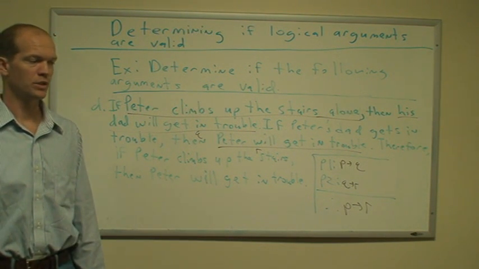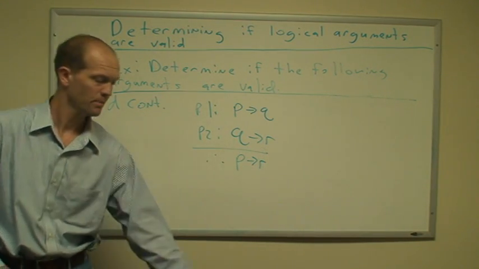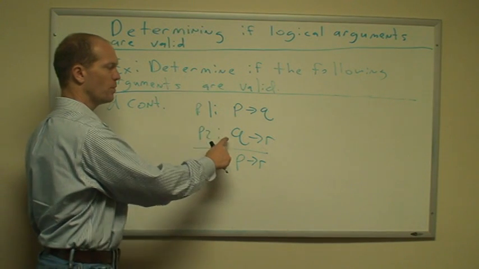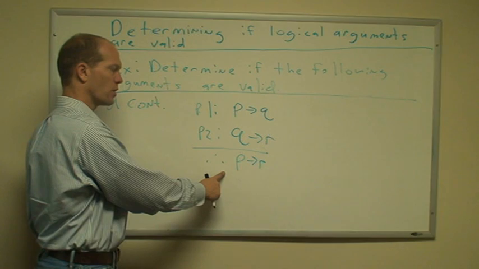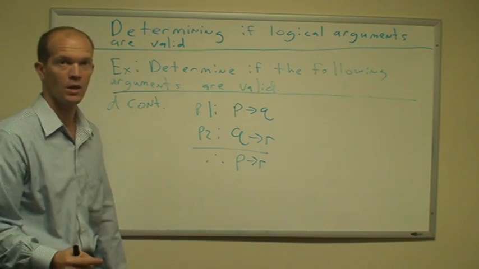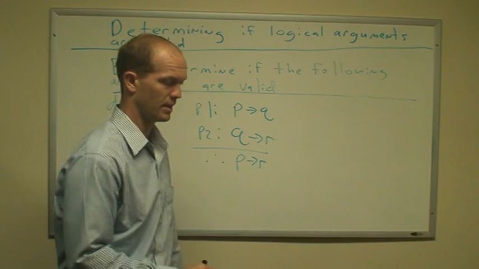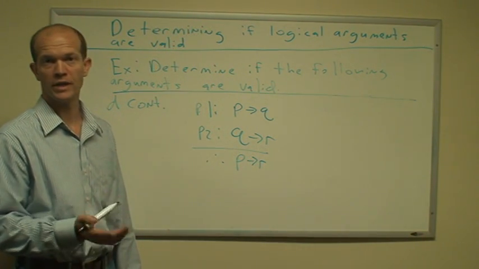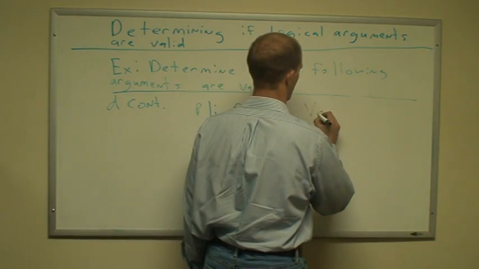Next, we'll determine if this argument is valid. Continuing with example C, we see the structure of our argument right here. If P then Q is premise 1, if Q then R is premise 2. Therefore, our conclusion is if P then R. You should see this as the fourth argument, the law of syllogism, otherwise known as transitive reasoning. This is a valid argument.